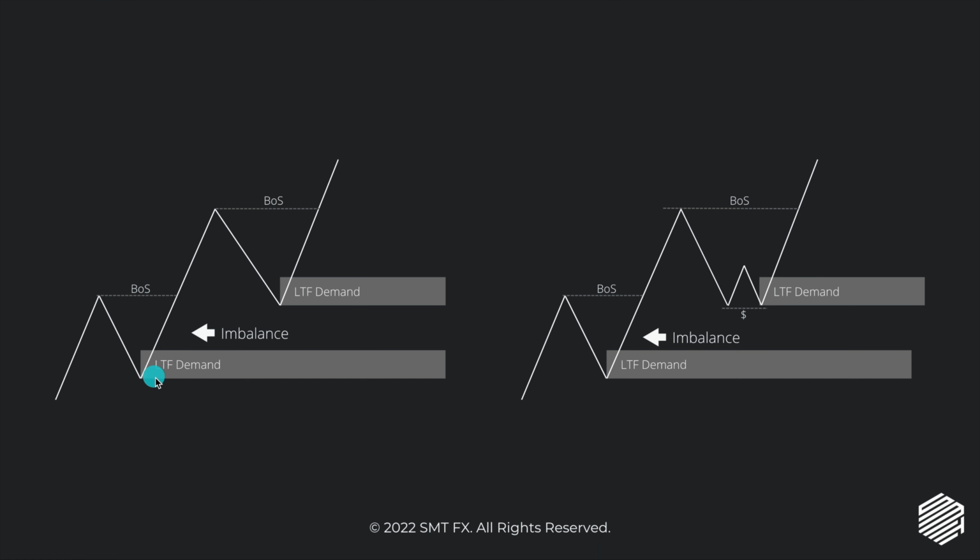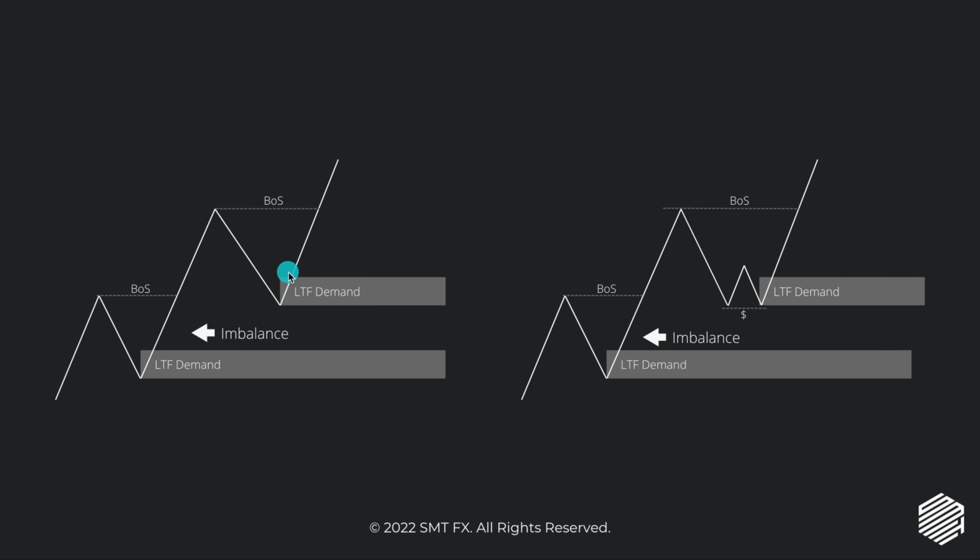So here we have a lower time frame demand zone. Now we have met our rules for both this and this demand zone, so we've left imbalance, we've broken structure, and it's been an impulsive movement. However, this one has then met the exact same rules. So the question then comes, which one do we pick?